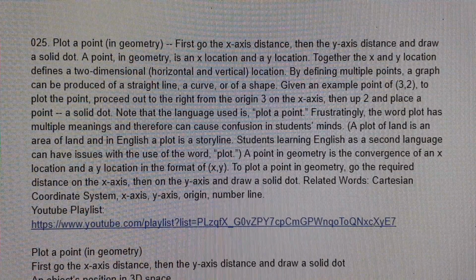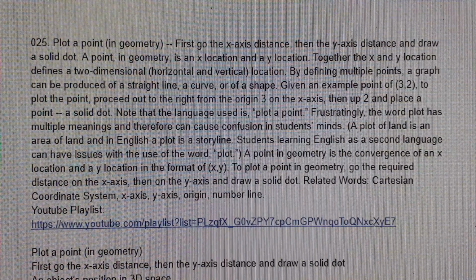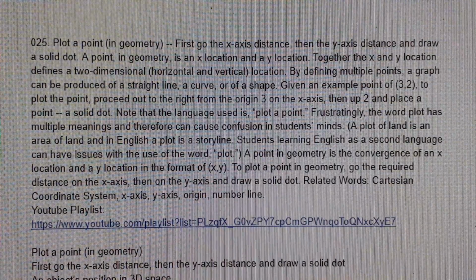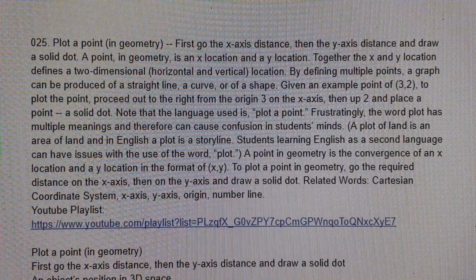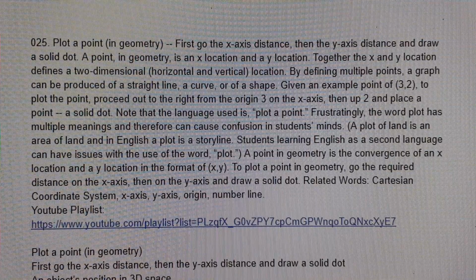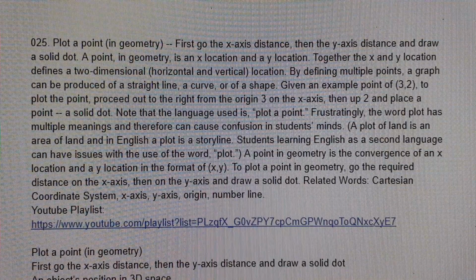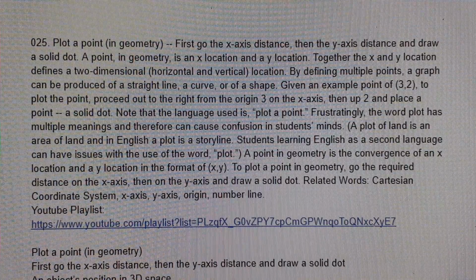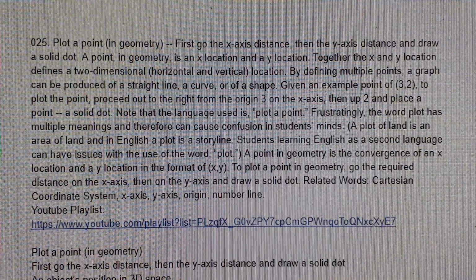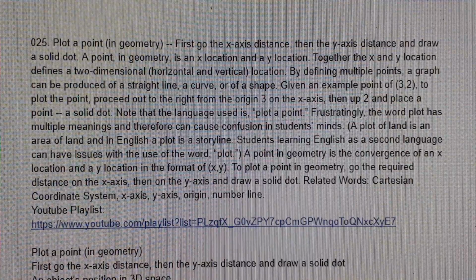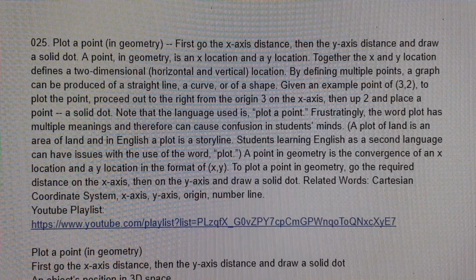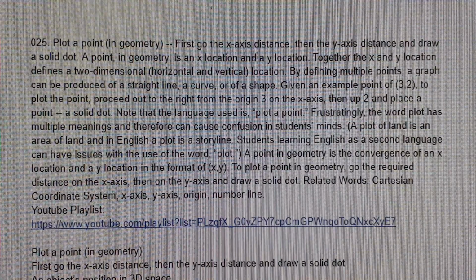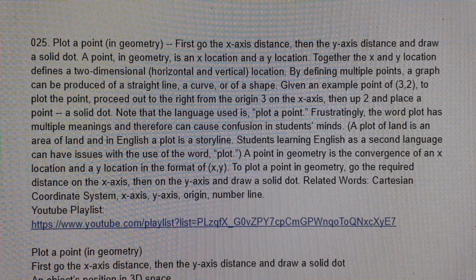in (geometry). A point in geometry is the convergence of an x location and a y location in the format of (x, y). To plot a point in geometry, go the required distance on the x-axis, then on the y-axis, and draw a solid dot. Related words: Cartesian Coordinate System, x-axis, y-axis, origin, number line.